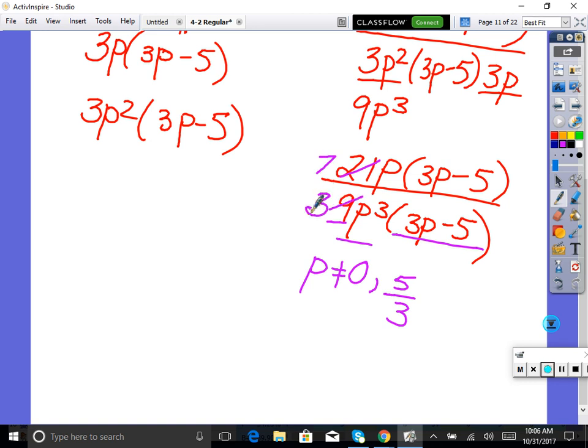And then p and p cubed. Won't that become p squared on bottom? And then these divide out. So left on top was a 7. On bottom, we had a 3, a p squared, and nothing else.